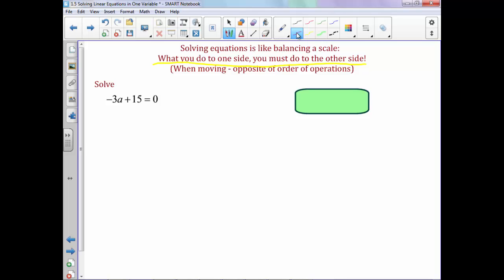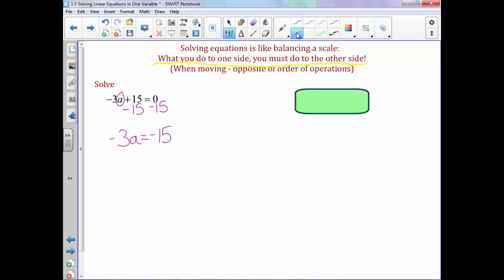So we want to go ahead and subtract 15 from both sides, because our goal is to get this a by itself, so we need to move things away from it. So negative 3a equals 0 minus 15 is negative 15.